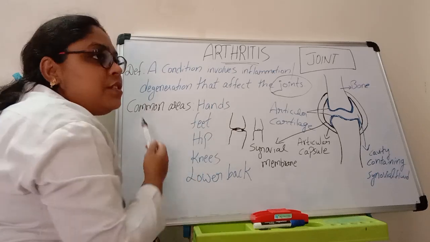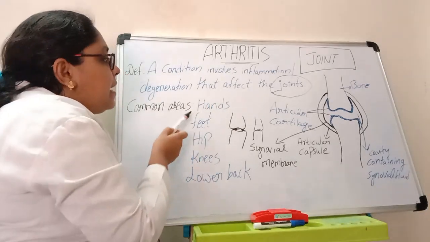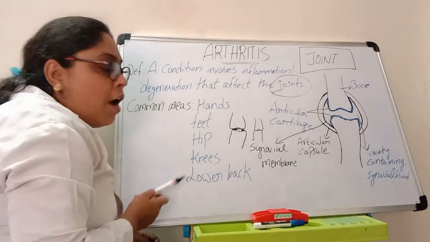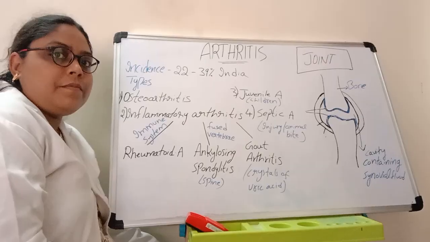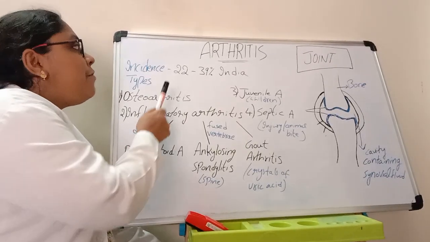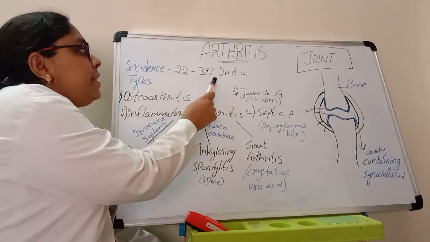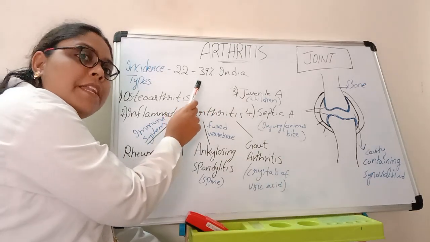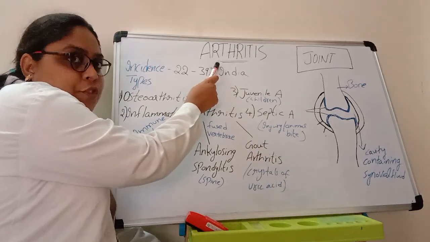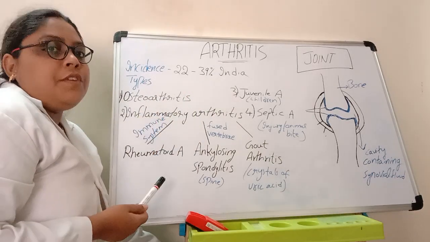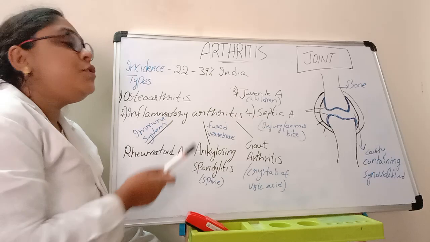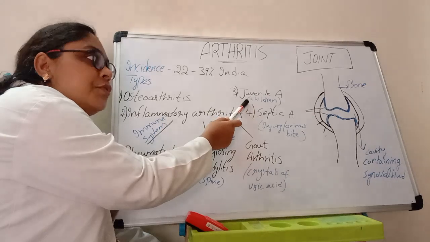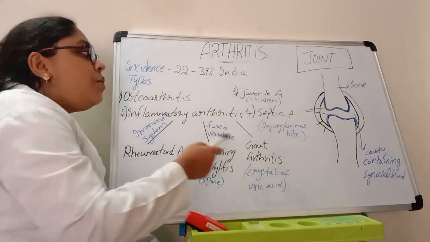Next, what are the joints affected by arthritis? Commonly hands, feet, hip, knees and lower back. Incidence of arthritis is 22 to 39% in India, that is roughly more than 180 million people affected by this arthritis. And next, what are the types of arthritis? There are four types: first one is osteoarthritis, second inflammatory arthritis, third juvenile arthritis, and fourth septic arthritis. We'll discuss one by one.